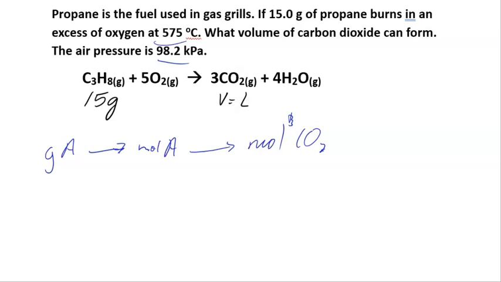And now that we have that, we're going to use the ideal gas law, and we're going to say V equals nRT over P. We've got to make sure that the units match. We'll plug and chug and come up with the answer.